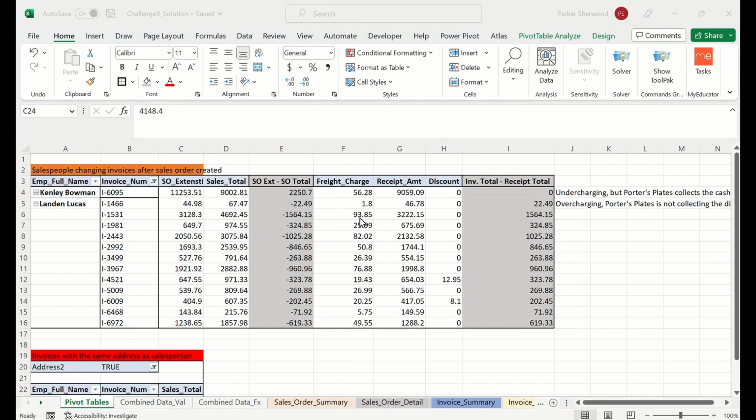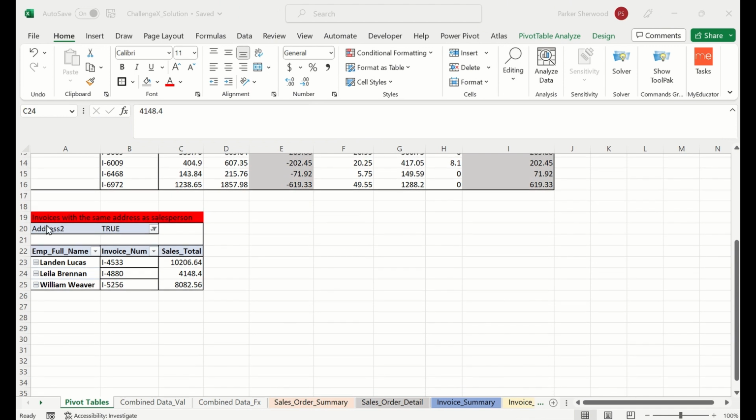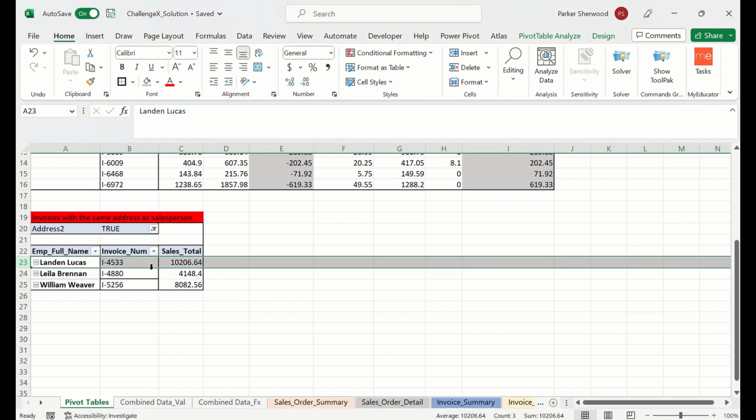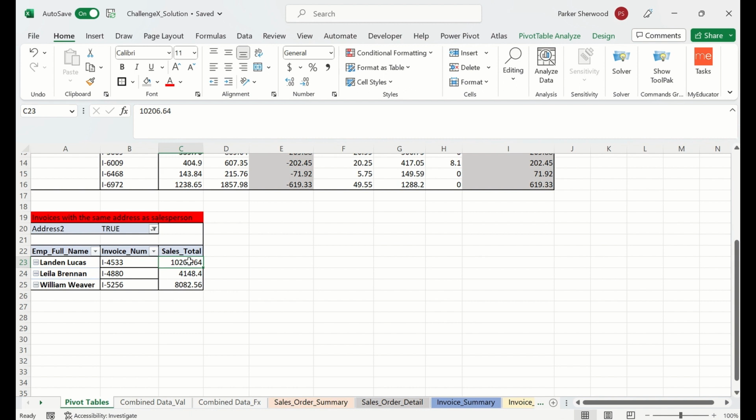For the second pivot table, these show invoices with the same address as the salesperson. So our friend Landon Lucas again has an invoice where he sold $10,000 worth of goods to his own home address, which is obviously an issue. And then Layla Brennan and William Weaver also did the same thing. And this totals about $22,000.